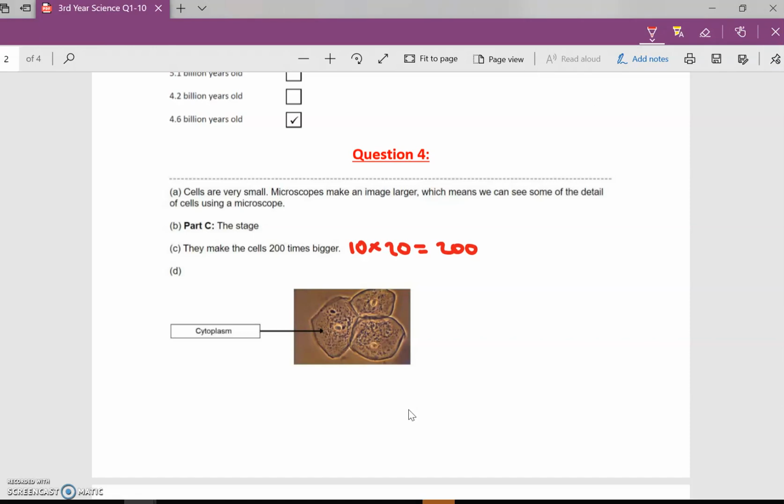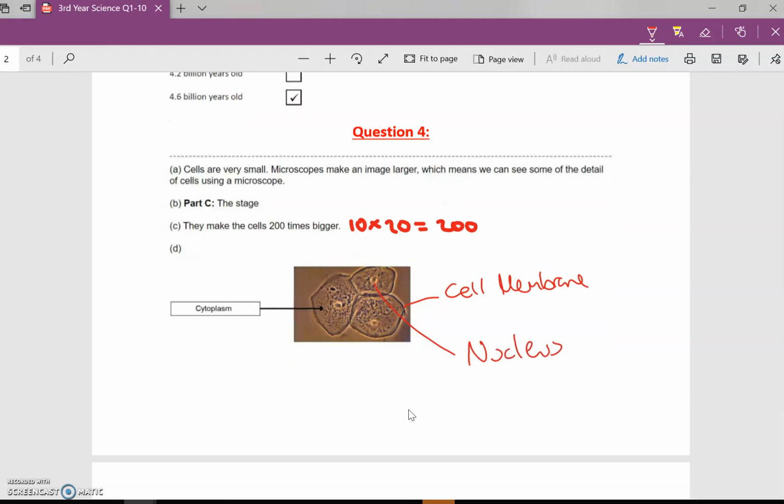It gives you the diagram there. It says write the name of any one part of the cell. They give you cytoplasm, which is that stuff. You could have said cell membrane or maybe nucleus. Any of those. Okay, guys.